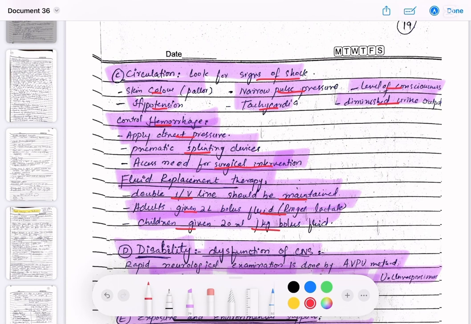Then control the hemorrhage: apply direct pressure, use pneumatic splint devices, and assess the need for surgical intervention. For fluid replacement therapy, a double intravenous line should be maintained. Adults are given a 2 liter fluid bolus, and children are given a 20 ml per kg bolus.